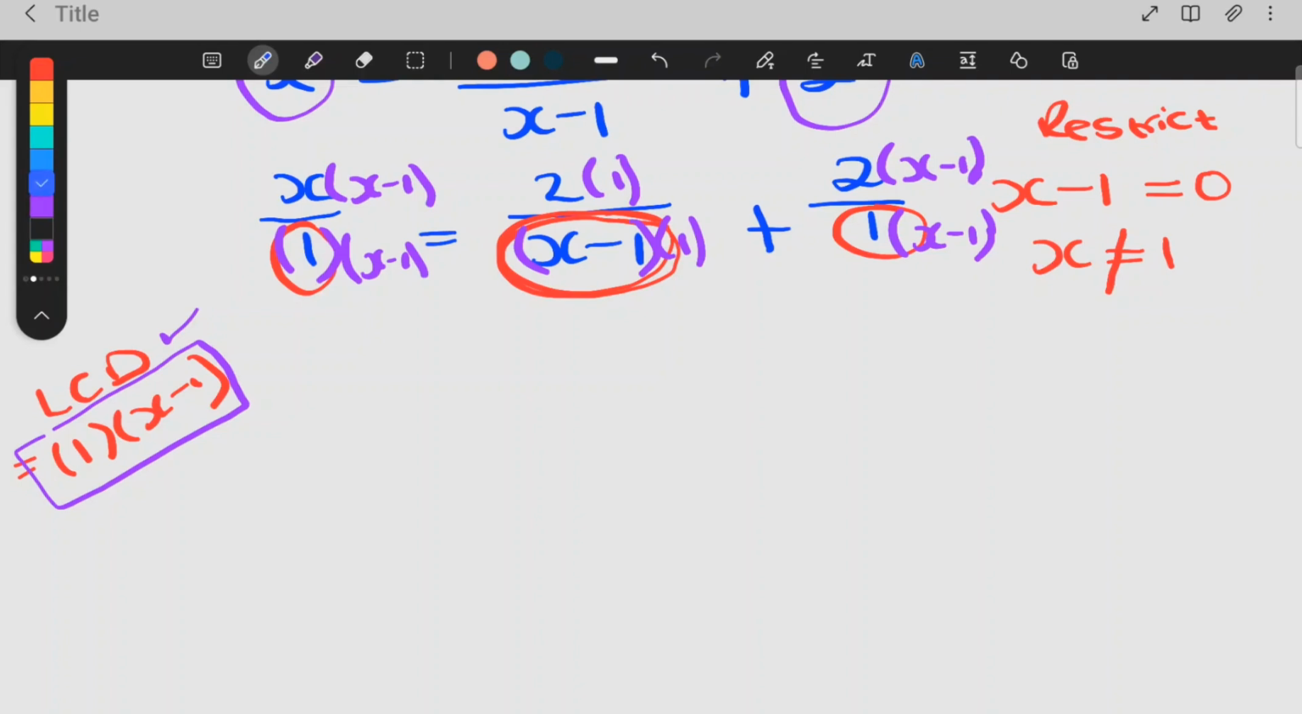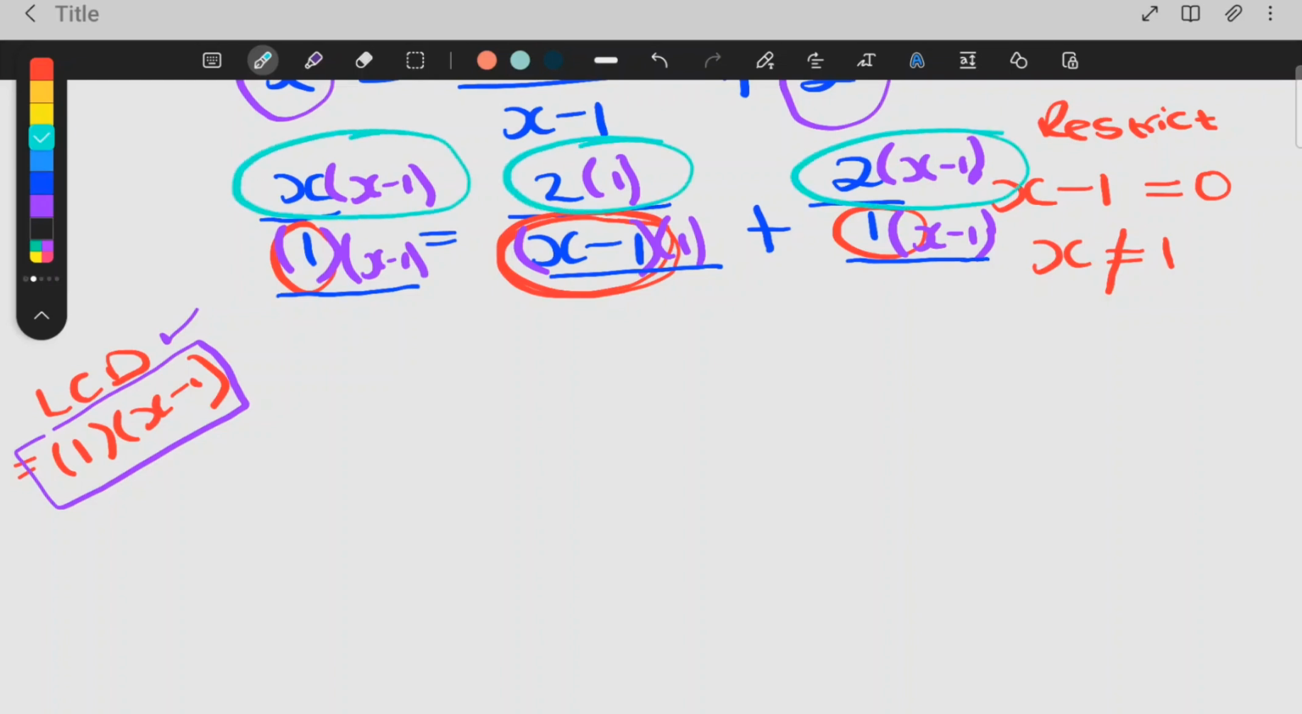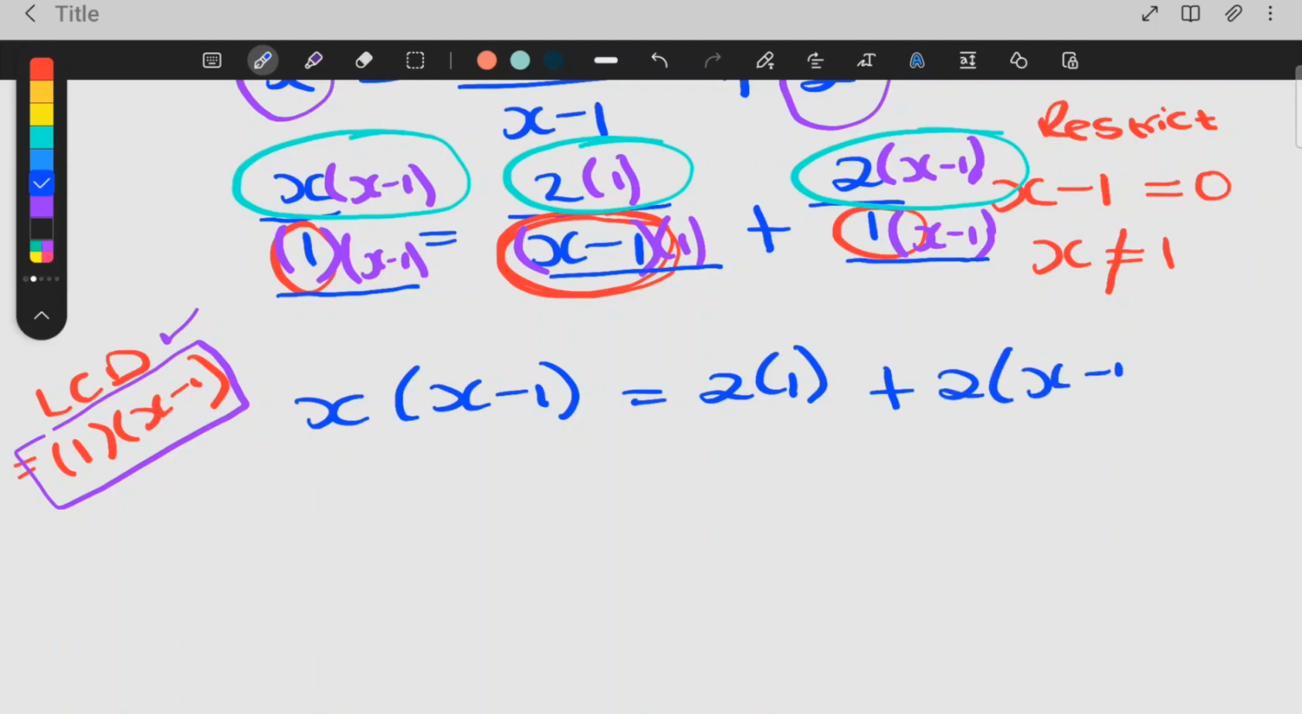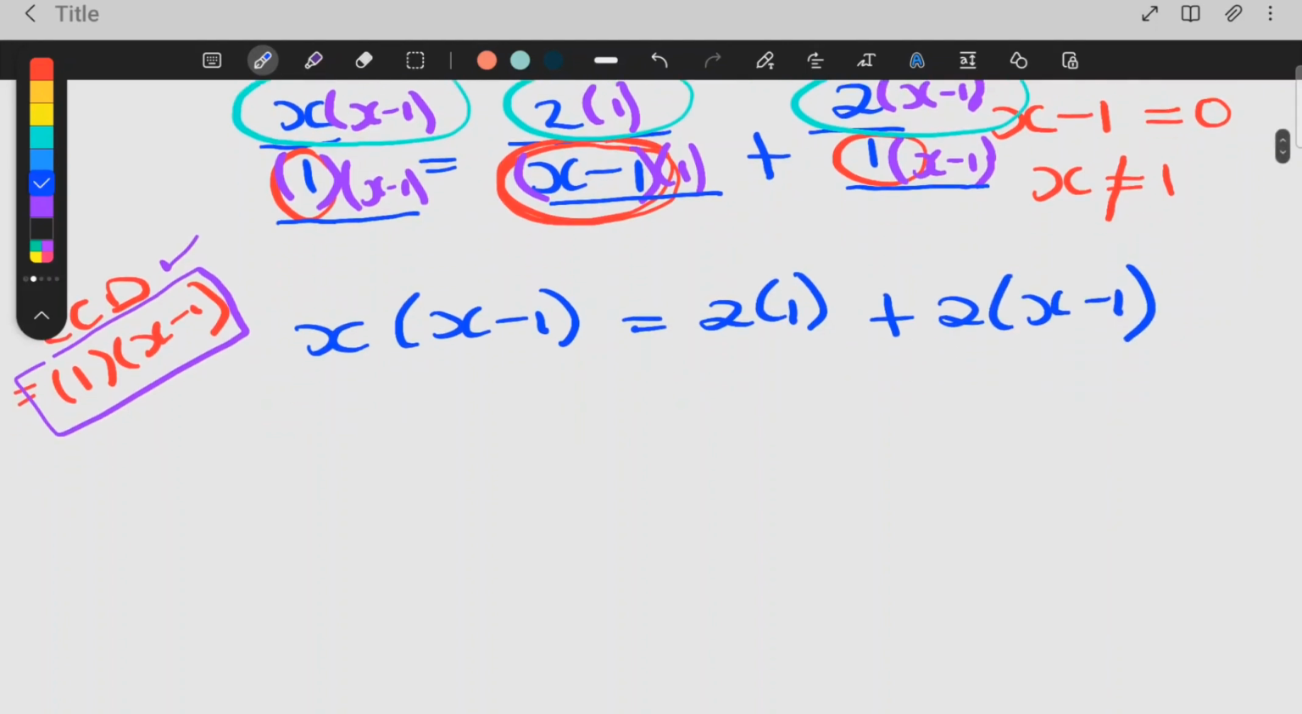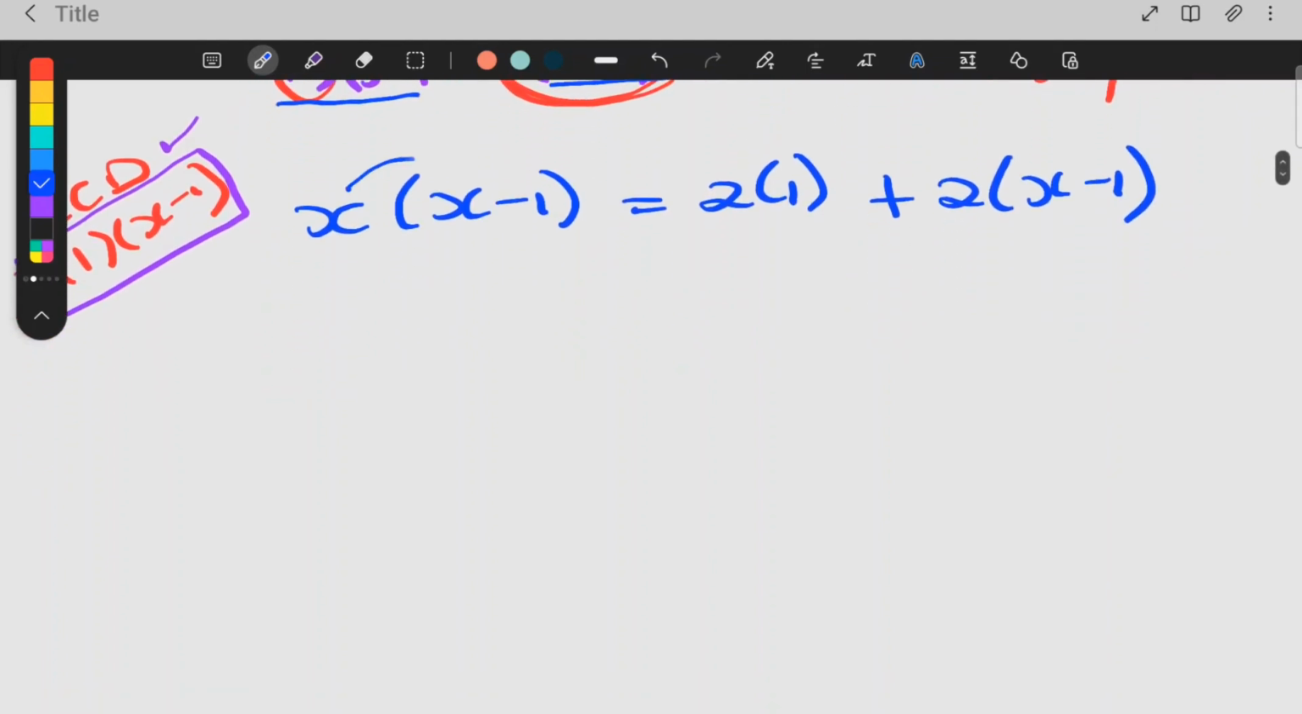Now, grade 10s, with equations, can you see that the denominators are the same? Once they are the same, you can drop them. You are only going to show me this part and that part. So I'm going to rewrite this now. I'm going to have x minus 1 is equal to 2 times 1 plus 2 times x minus 1. The denominators just fall away. So now I'm going to remove the brackets.